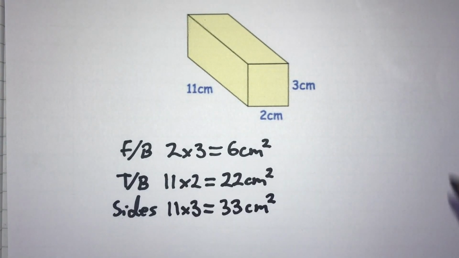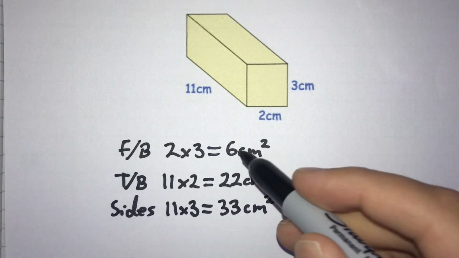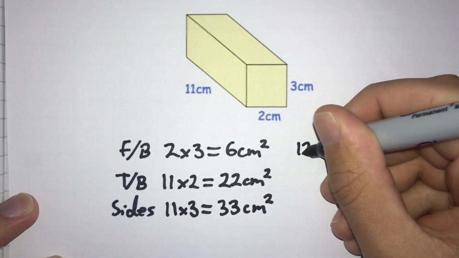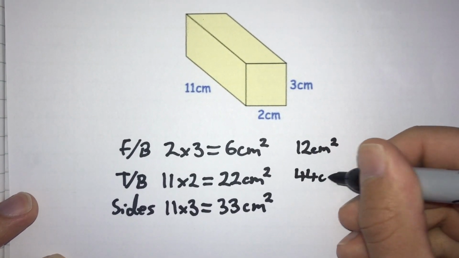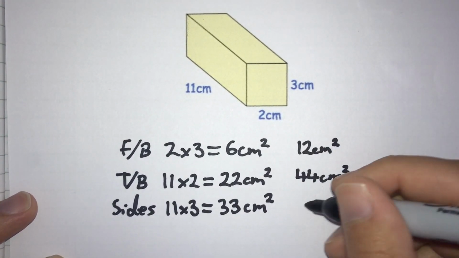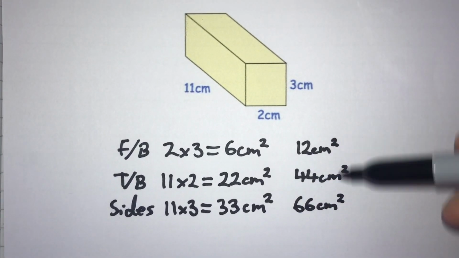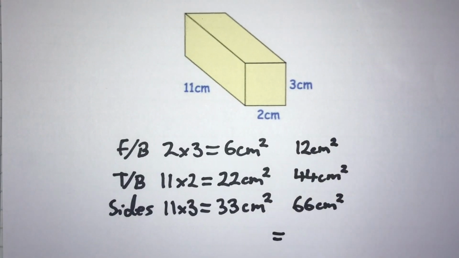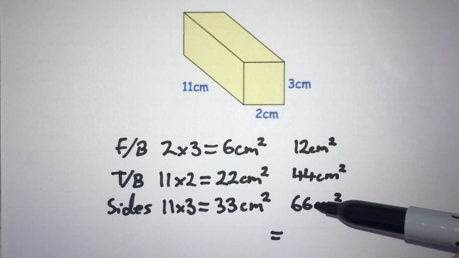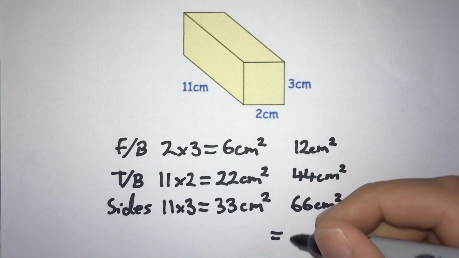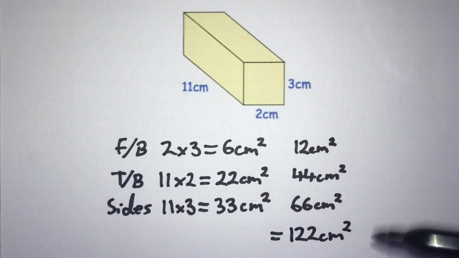Now, of course, this is only one of each of our pairs, so we have to double these so we don't miss any faces. So to double this 6, we get 12 centimetres squared. Doubling our 22, we get 44 centimetres squared. Doubling our 33, we get 66 centimetres squared. And then if we added all 3 of these up to get our total surface area for this cuboid here, 12 add 44 gives us 56. Adding another 66, that gives us 122 centimetres squared for our total surface area for this cuboid here.